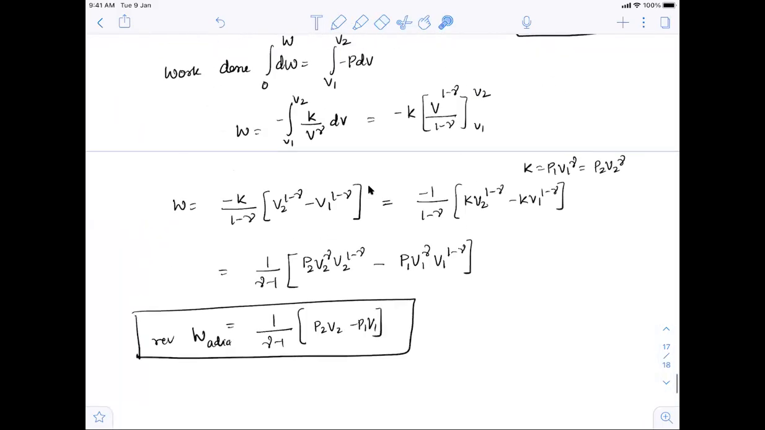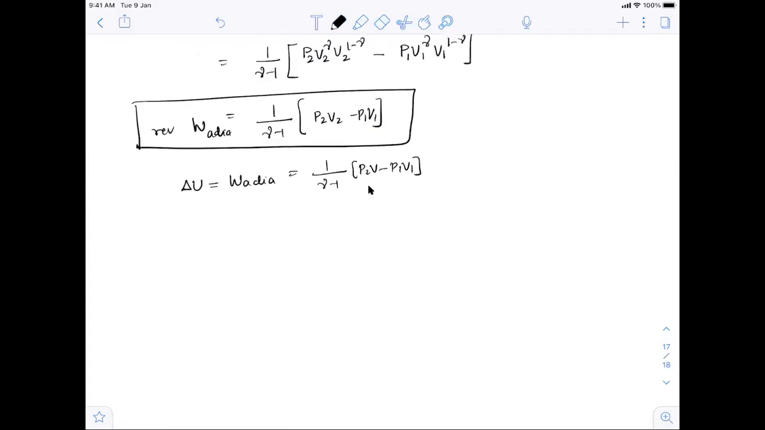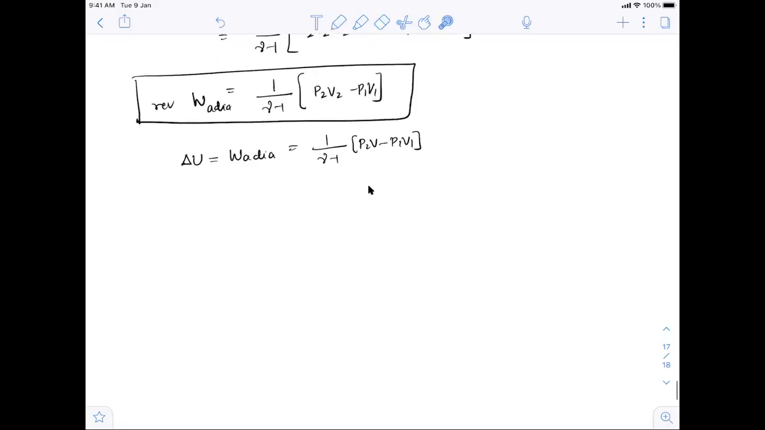So once you get this, we understood what the work done is. You can relate that with delta U also. Delta U is equal to work done adiabatic, which is equal to 1 by gamma minus 1 into P2 V2 minus P1 V1. This is the way you can calculate. This is about reversible work. What about irreversible work? You can derive the same formula for irreversible also. One thing we know is that work done is equal to n Cv (T2 minus T1). So these two can always be related.